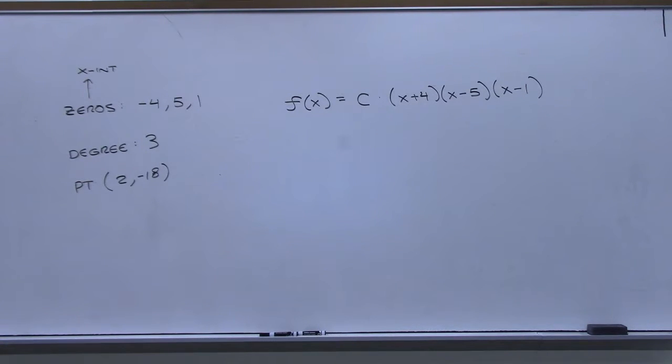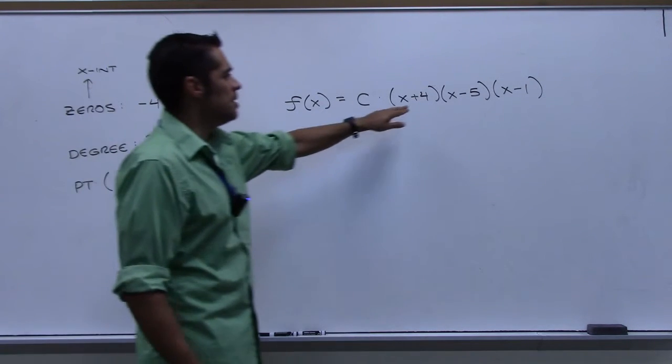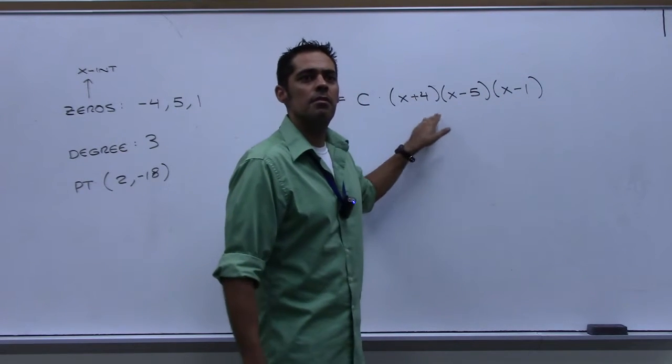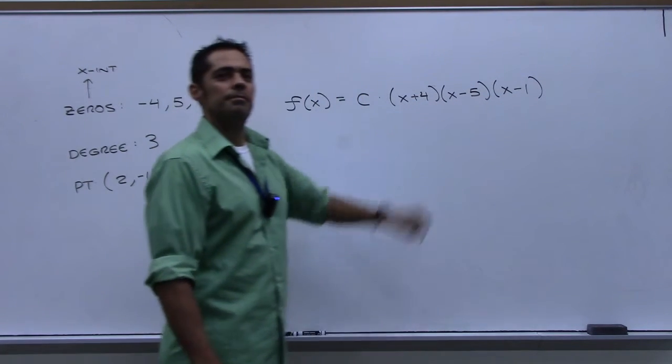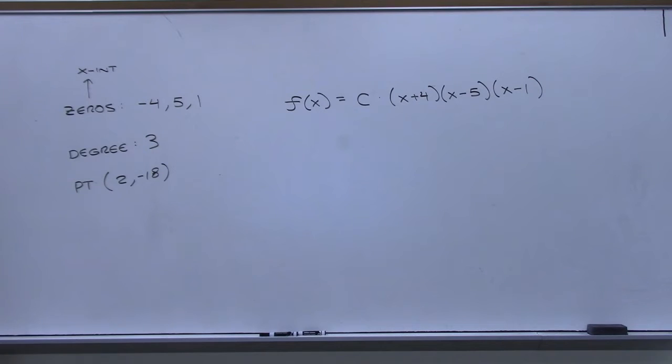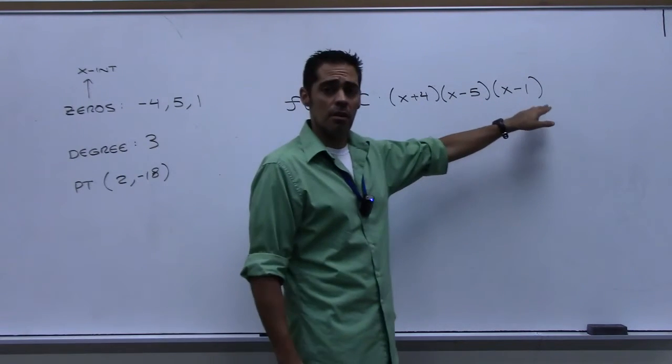Jalen, what about the multiplicities on these? What do you think? They're all going to be 1? Why? That's right, because the degree is 3. See, we're already at a degree 3 polynomial here, aren't we?